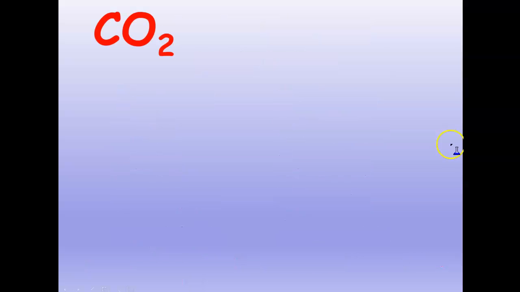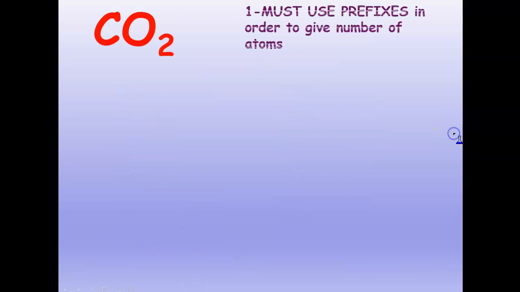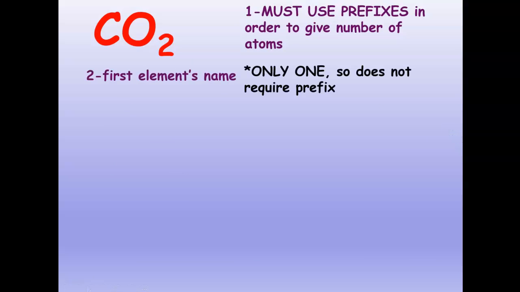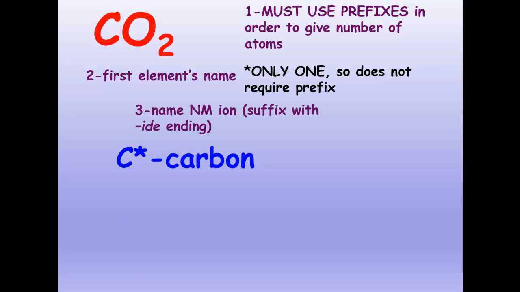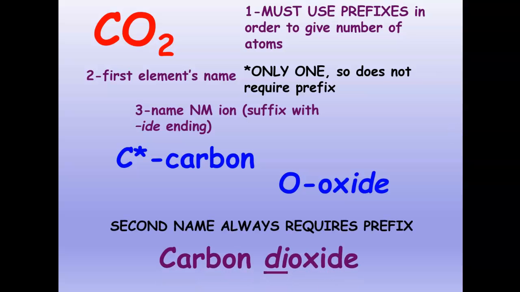All right, so I have CO2. The first name is carbon. It doesn't have a subscript, so that means there's only 1, so I don't need a prefix. So it's just carbon. The second name has to have, again, the ending of IDE, and then it has to always have a prefix. Since there's a number 2, the name of the ion is oxide, but then I have to add the prefix. So I have carbon dioxide.